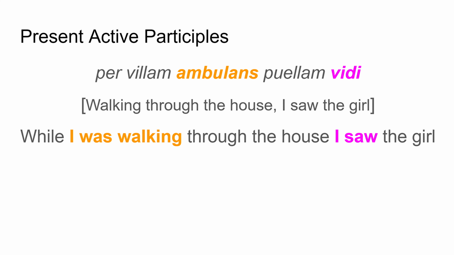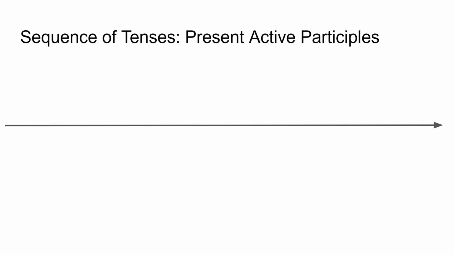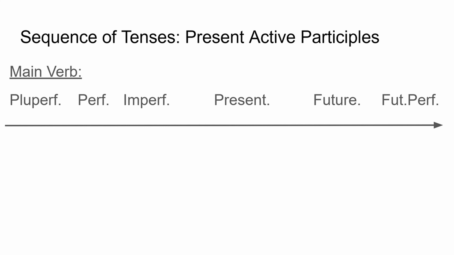Again, the first one is absolutely fine. Walking through the house, I saw the girl. That is perfect. Let's talk about the sequence of tenses for present active participles. In terms of main verbs, I have three main categories. I have the pluperfect, perfect, and imperfect. They're what are called my past tenses. Then I have my present tense. And I have the future and future perfect tenses, which grouped together make up my future tenses. So I literally just have past, present, and future tenses, and some of those are broken down into different subsets of the past or the future.